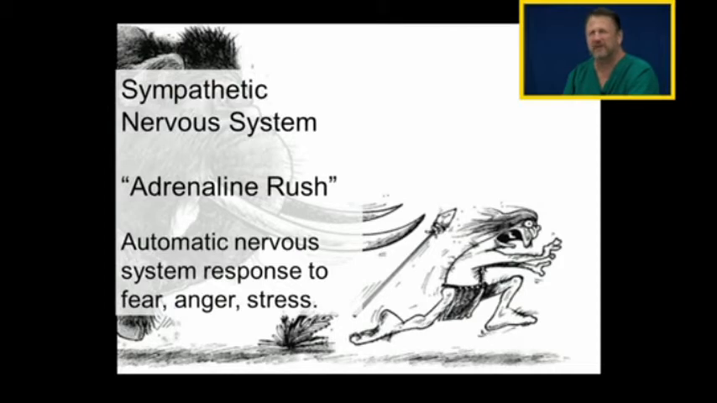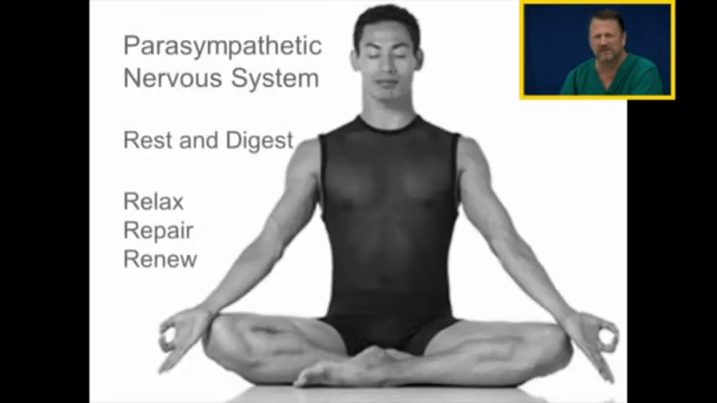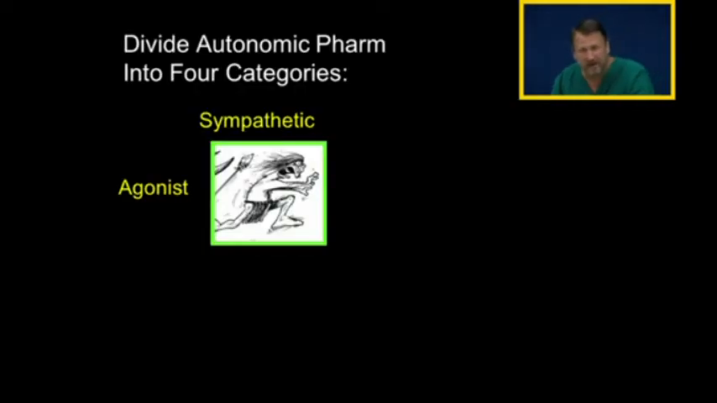Well, the sympathetic nervous system is exactly the opposite of this, the parasympathetic nervous system. The parasympathetic nervous system is considered the rest and digest system. And so this gentleman right here is my icon of the parasympathetic nervous system response. We're going to divide autonomic pharmacology into these 4 categories.